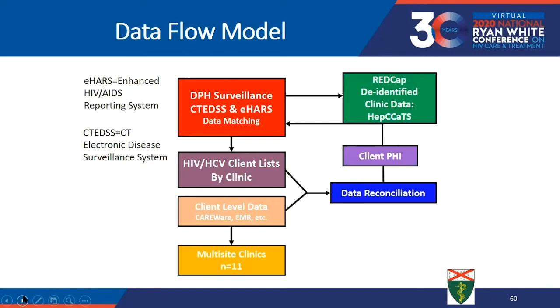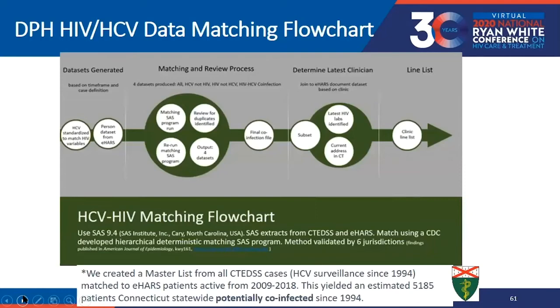The matching process is delineated here. Without getting too much into the weeds, the data sets are generated using the eHARS and the CTEDS databases. There's a matching and review process to generate a final co-infection file. This is done at the Department of Public Health. They also determine the latest clinician who was connected with that patient, and that can create a clinic line list. From that line list, the clinics can then give us much more nuanced information about the status of these patients. One of the themes here is that getting the treatment status of these patients is not so easy. While we can do that from surveillance, theoretically, the clinics can also weigh in, giving us much more detailed clinical data. Next slide.